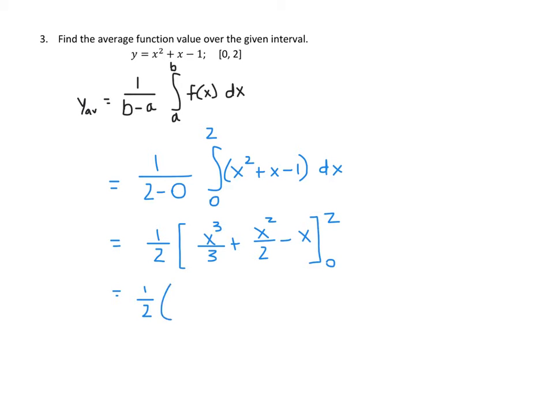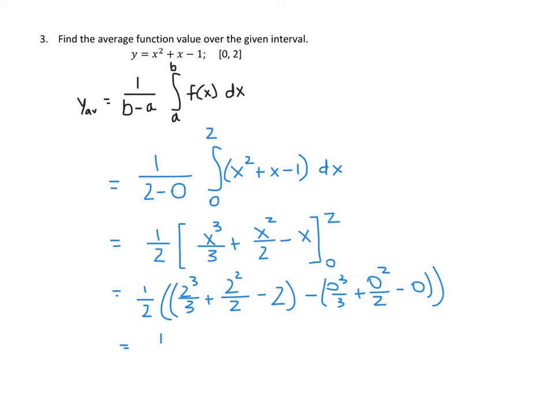So we have 2 cubed divided by 3 plus 2 squared divided by 2 minus 2, and then we're subtracting from that what we get when we plug 0 into the antiderivative. So 0 cubed over 3 plus 0 squared over 2 minus 0. Put that in parentheses there. Alright, so let's simplify this.